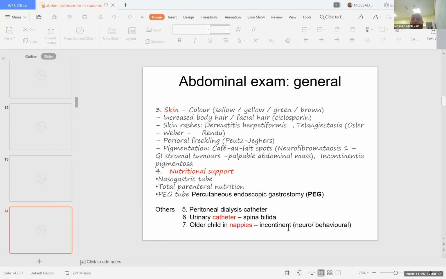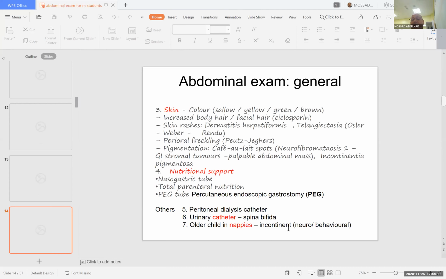Color of the skin, all this can give you a clue. If it is sallow, it is the color of renal failure; if it is yellow, it is for liver and jaundice; if it is green, it is obstructive jaundice or direct hyperbilirubinemia. If it is brown, it can be deposition of iron inside the body.